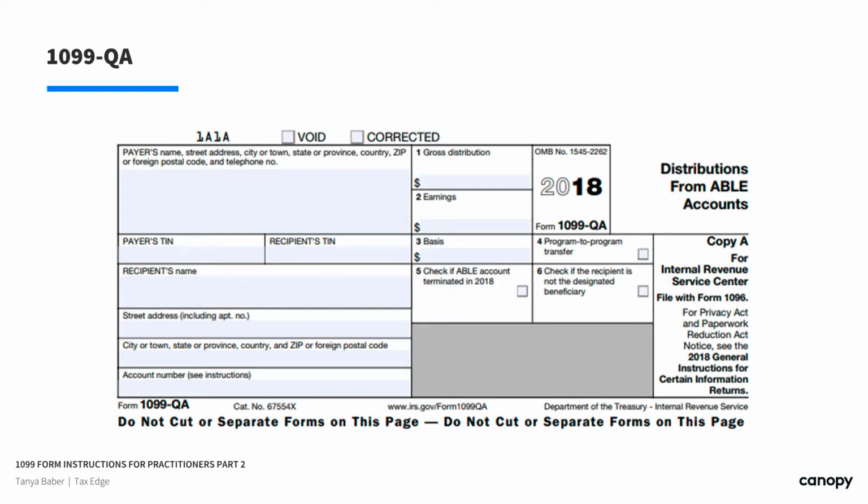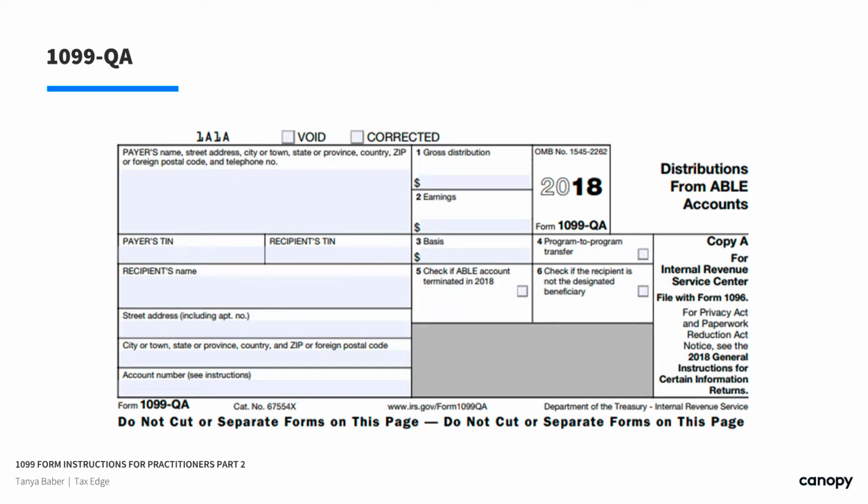So you'll hear a similar repeating theme as far as how we talked about the other two, that we talk about distributions from very specific types of accounts. Box 3 is the basis in the distribution reported in Box 1, and Box 4 is if it is a program-to-program transfer from this ABLE account to another ABLE account. If that account was terminated in 2018, it has a checkbox here. And Box 6, the designated beneficiary, is the individual named in the document creating the account to receive the benefit.